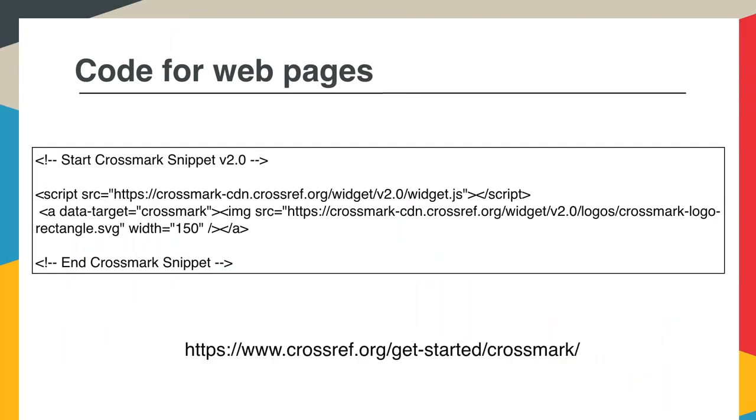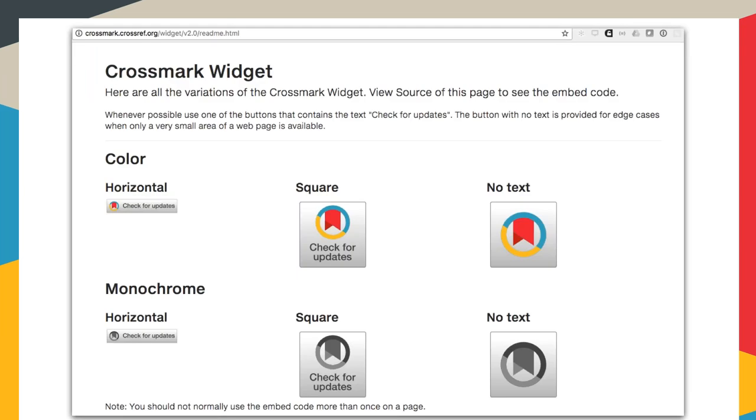This is the very simple piece of code that you need to add into your web pages. You can get that from our website at the URL here. And as I mentioned, there are a variety of different types of button to suit the style of your own website. You choose which one you want to use by adjusting the source of the script, and all of the instructions are best viewed on this page, but you can also change the size of them, obviously, if you want to make them smaller or bigger. It's very flexible.